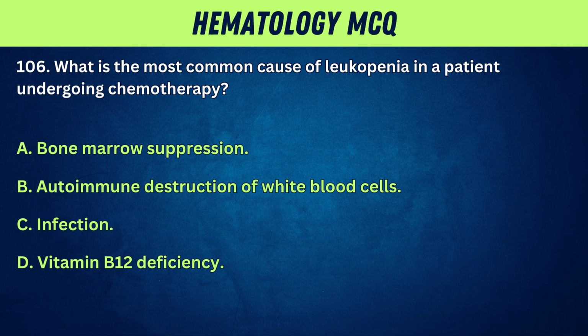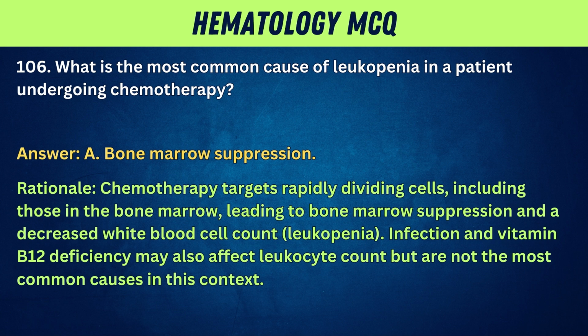106. What is the most common cause of leukopenia in a patient undergoing chemotherapy? A. Bone marrow suppression. B. Autoimmune destruction of white blood cells. C. Infection. D. Vitamin B12 deficiency. Answer: A. Bone marrow suppression.